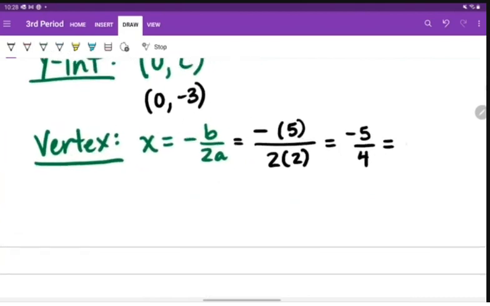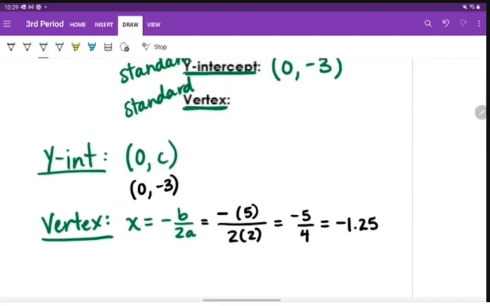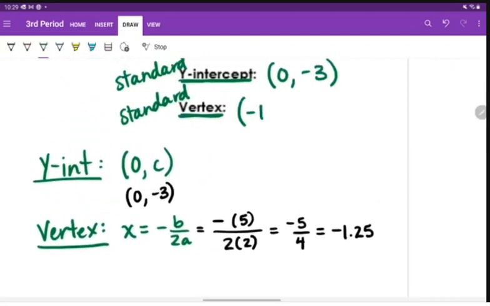Feel free to punch that into your calculator and you end up with a decimal number. That's okay. When you're doing problems like these on a quiz, you'll have multiple choice answers. You can either leave your answer as a fraction or convert it to a decimal, depending on what type of answer they are providing to you in the multiple choice. So this is the x value of our vertex. We can even come up here and start to write our answer. So our x value is negative 1.25.